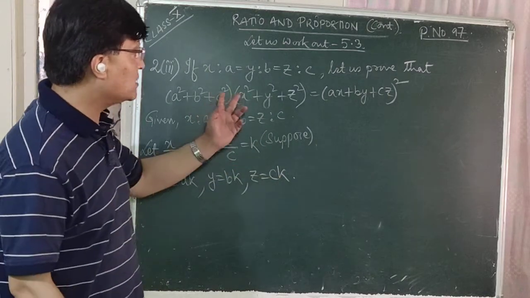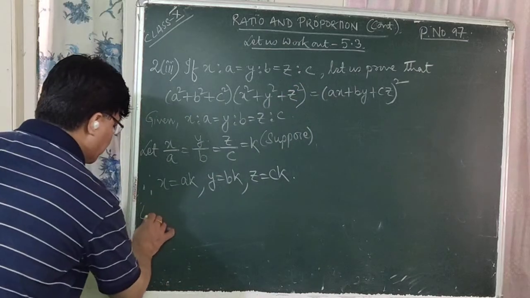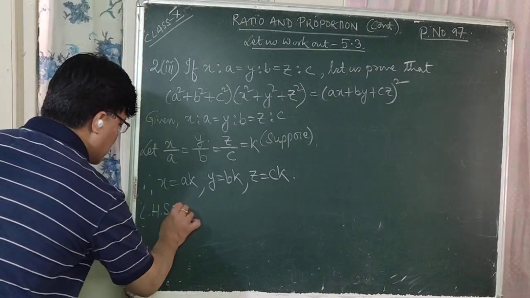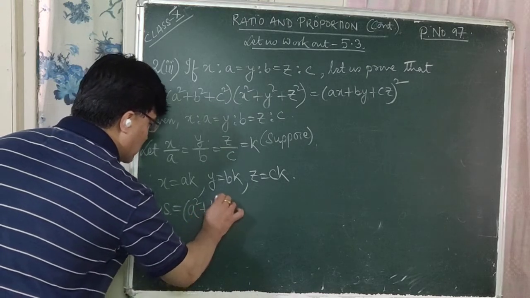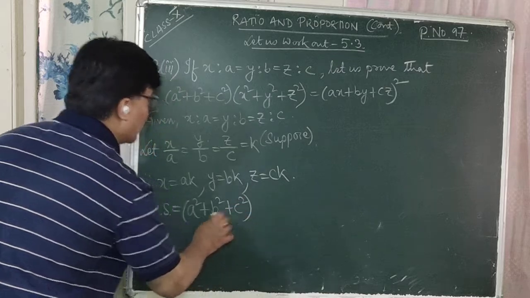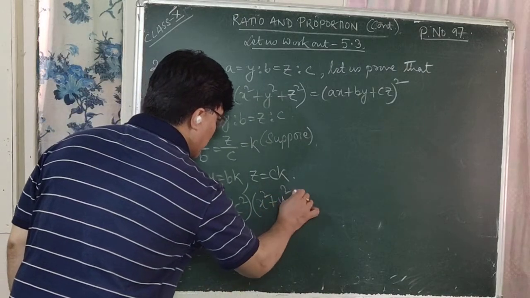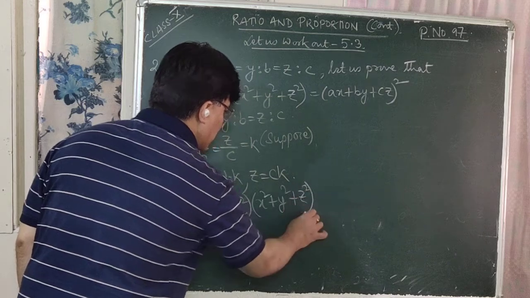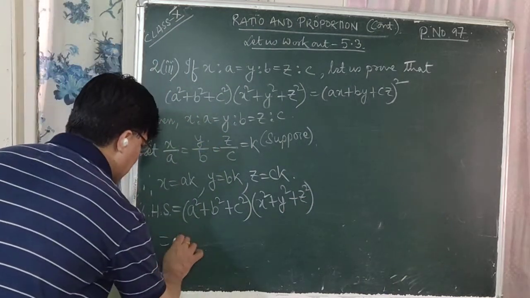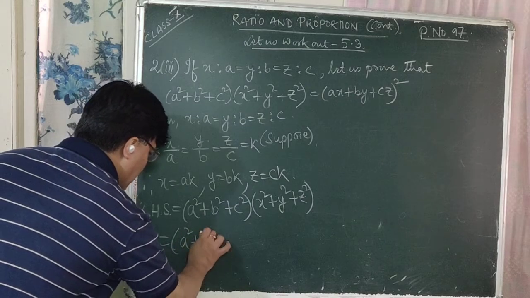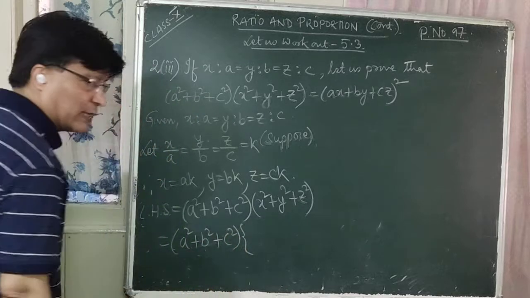So let us prove this LHS is equal to RHS now. So what is LHS in this case? What is given here? Let us copy it. A square plus b square plus c square into x square plus y square plus z square. Right? So let us put the values of x, y and z. It is a square plus b square plus c square within second bracket.